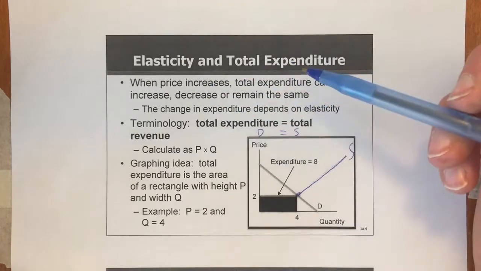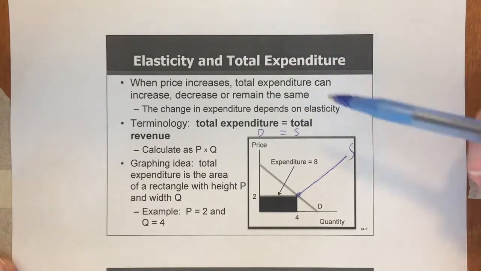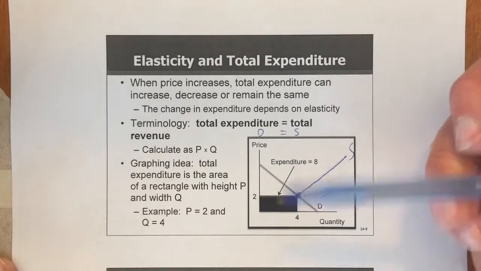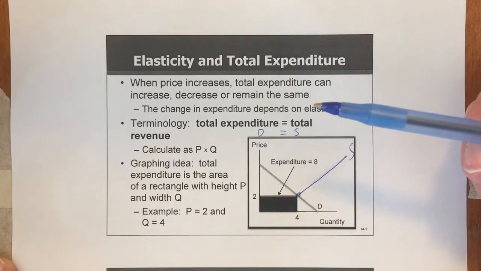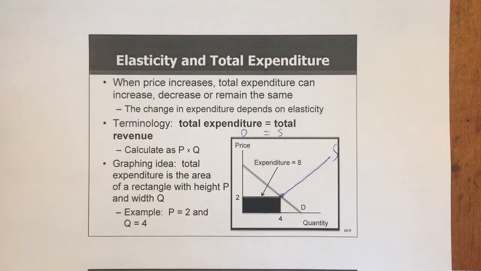All right, but let's keep talking about the impact on total expenditure, since this is a chapter on the demand curve. So we see that as the price increases, the total expenditure can either increase, decrease, or remain the same. As consumers, we are interested in what the total expenditure that we are spending on goods and services is going to be.